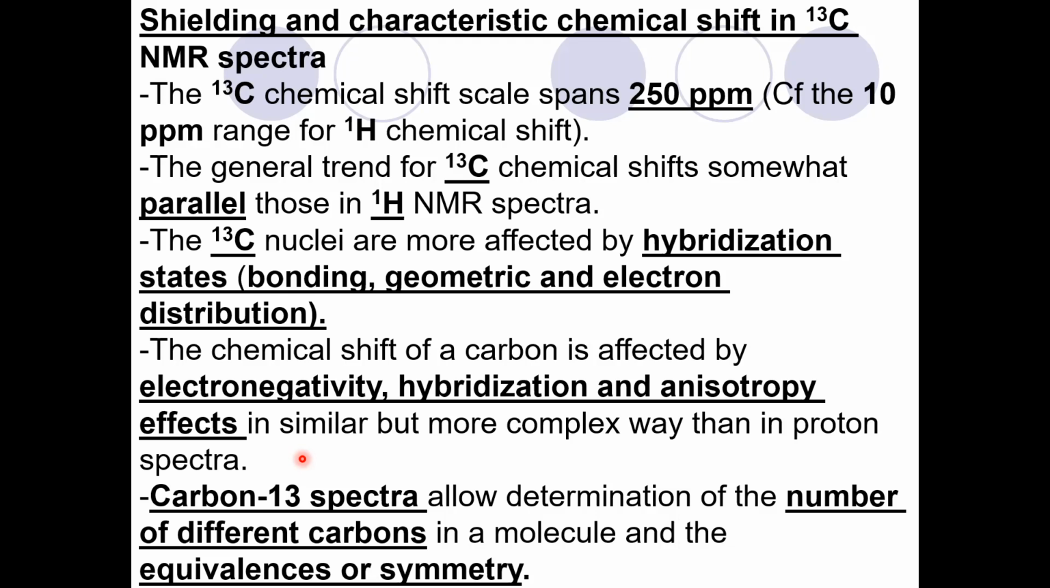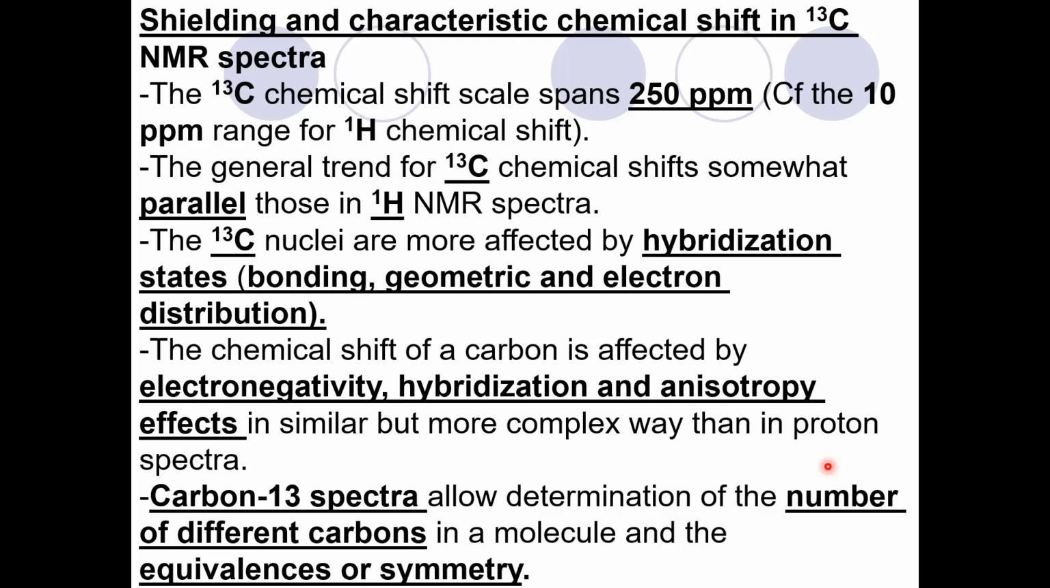The chemical shift in carbon-13 NMR spectra is affected by the same factors operating in proton NMR spectroscopy, associated with electronegativity, hybridization, and anisotropy effects. The carbon-13 NMR spectra allow determination of the number of different carbons in a molecule and equivalences or symmetry.